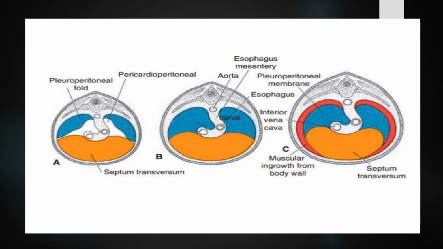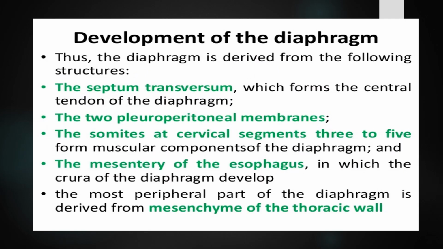So, in this picture, we can see this is the pleuroperitoneal fold, this is the pleuroperitoneal canal, this is the septum transversum, this is the aorta, this is the esophageal mesentery, this is the esophagus, this is the septum transversum, and this one is the pleuroperitoneal membrane. And these are the myoblasts or muscular ingrowth from the lateral body wall. They all form the diaphragm.